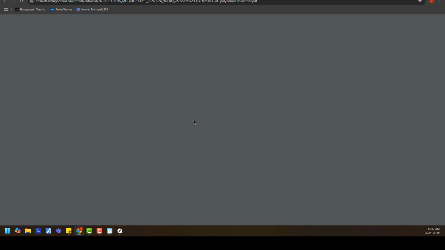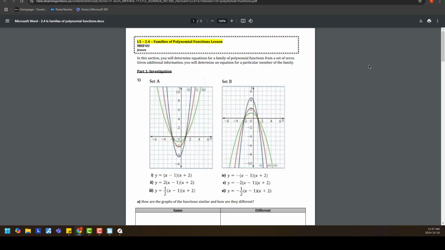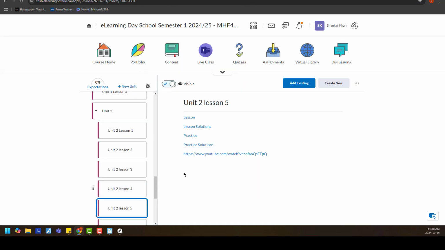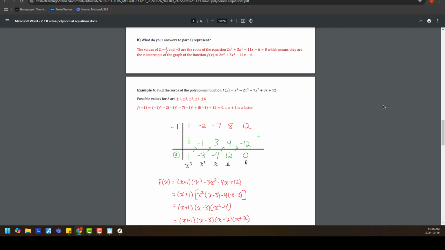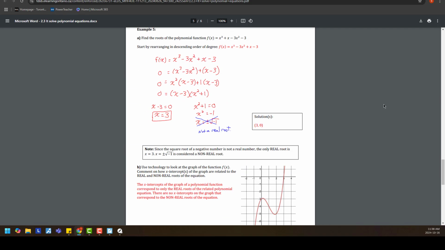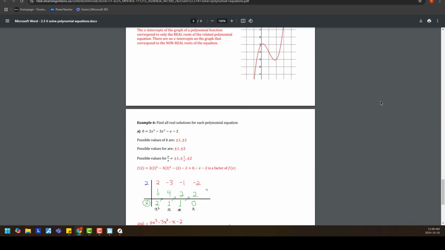For lesson 4. Let me see, what's this? Families. I don't think we're going to go into that today. I think I completed all of this. Yeah, this is all the same stuff.